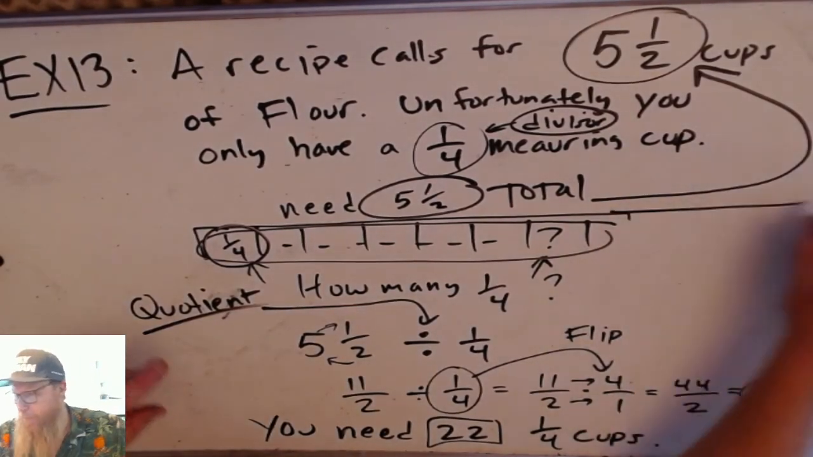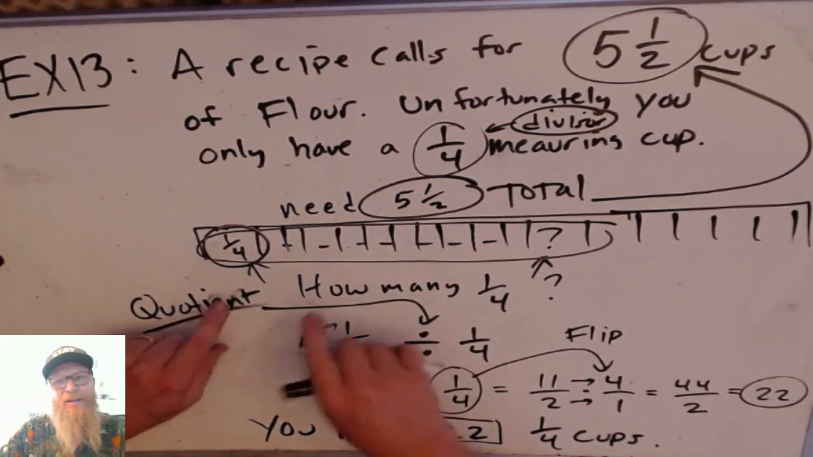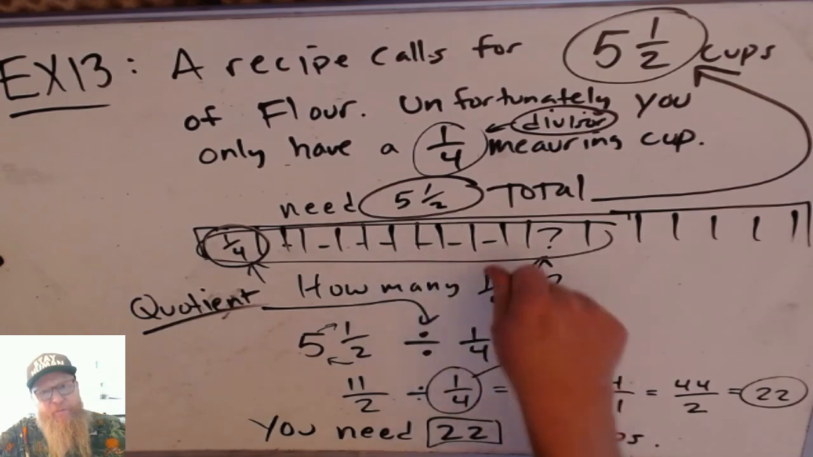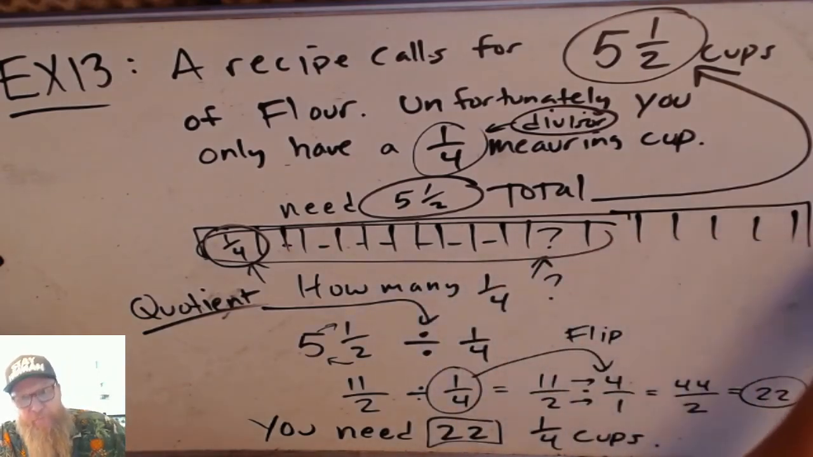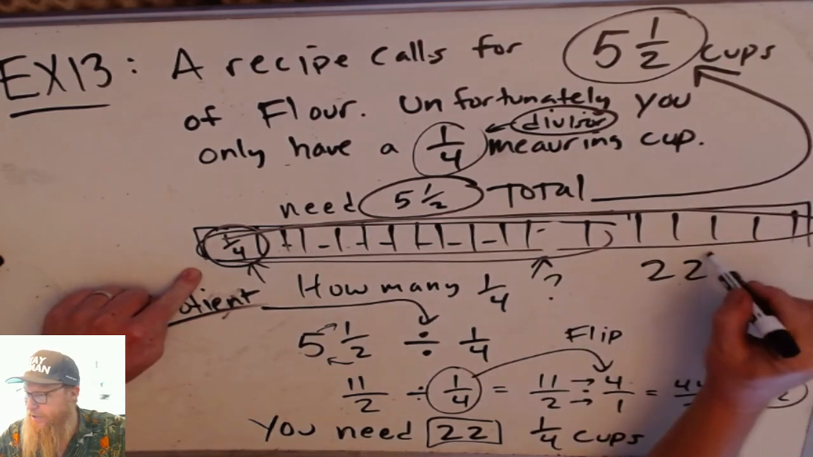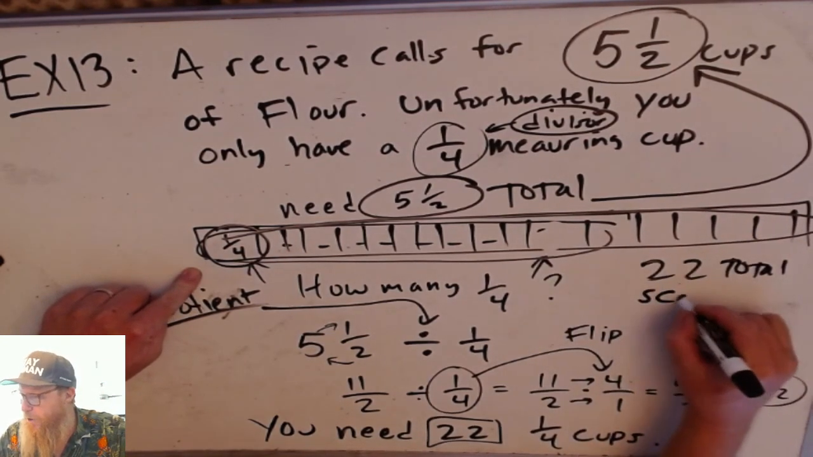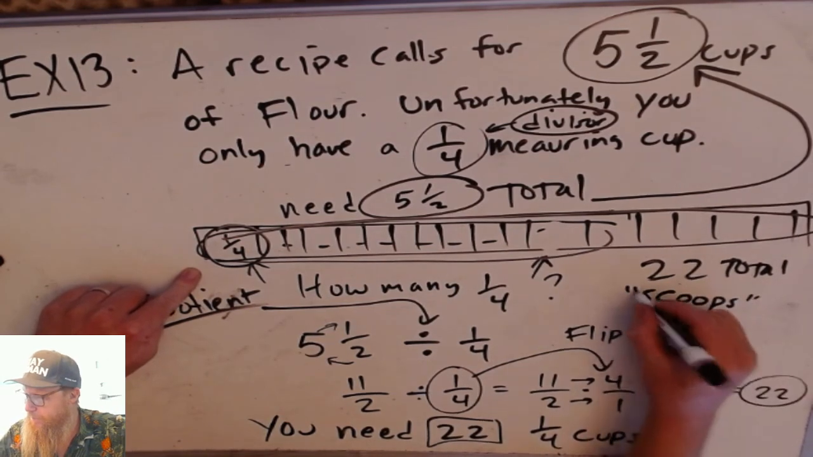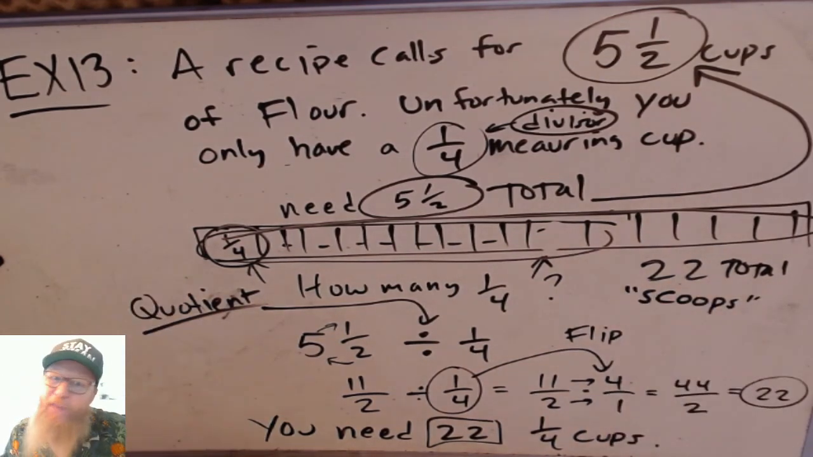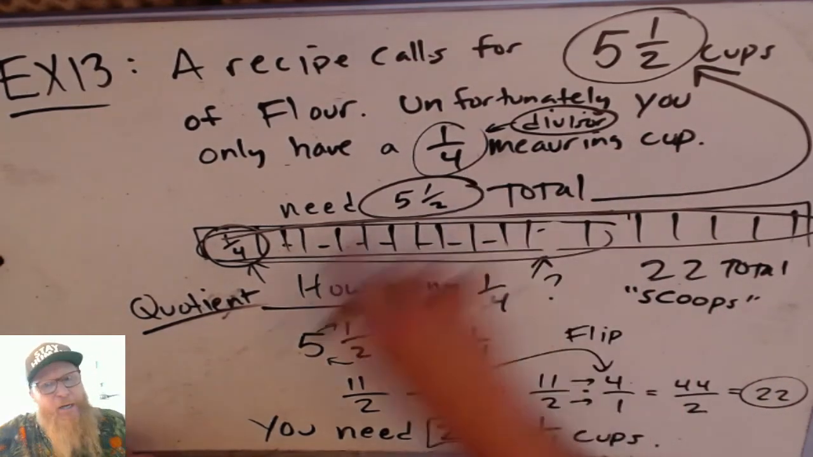In other words, a lot more than I have in the picture here. So it'd be a 1/4, a 1/4, a 1/4, and so on. All together, you would have 22 total scoops, I'll call them. I'm not calling them cups, I'm calling them scoops, because each scoop is a 1/4 of a cup.